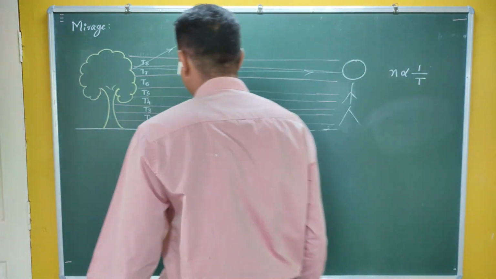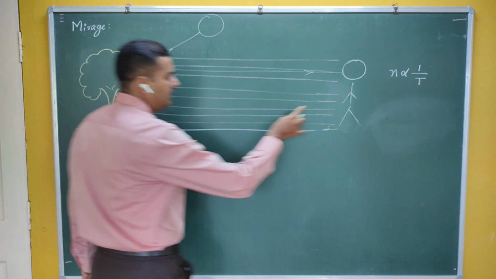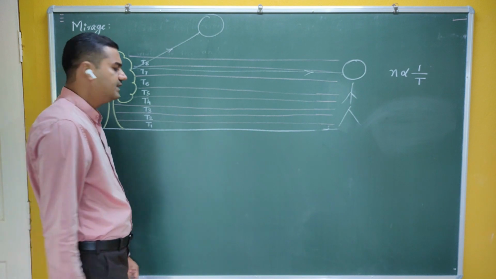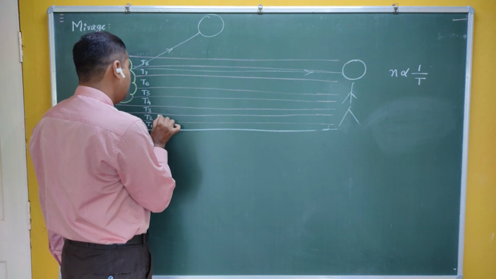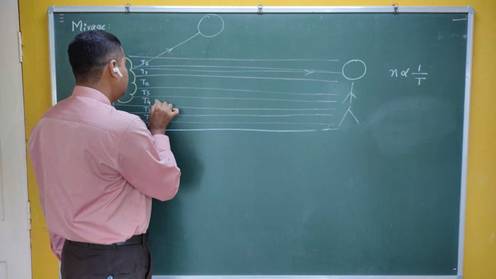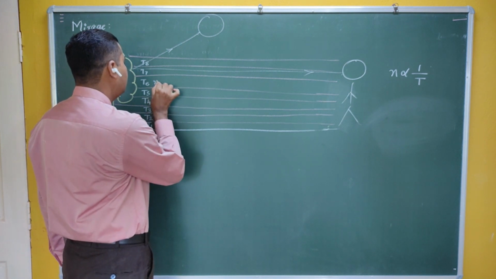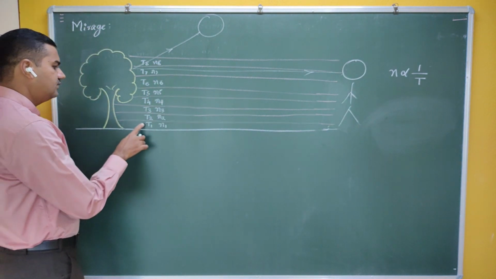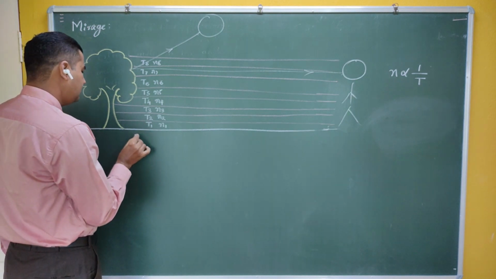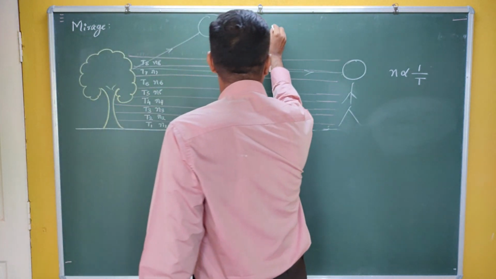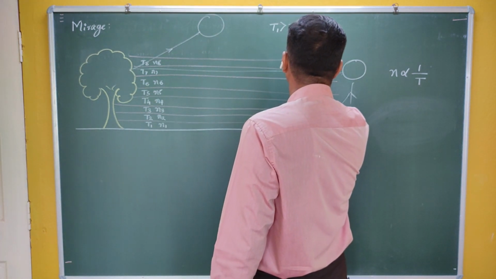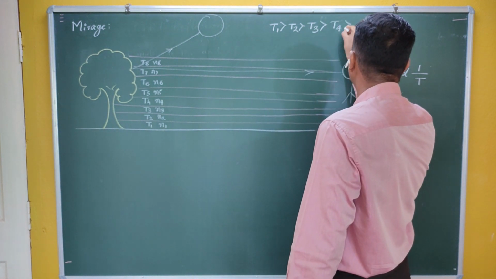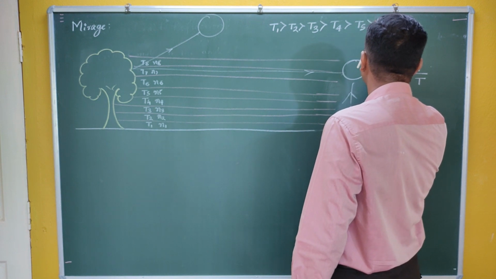Based on this example, different temperatures definitely mean different refractive indices, because the refractive index also depends on the temperature. So if I take this refractive index as N1, this one as N2, N3, N4, N5, N6, N7, N8, and so on, you can see that this layer is very close to the earth, therefore the temperature T1 is greater than T2. T2 is greater than T3, T3 is greater than T4, greater than T5, and so on like this.